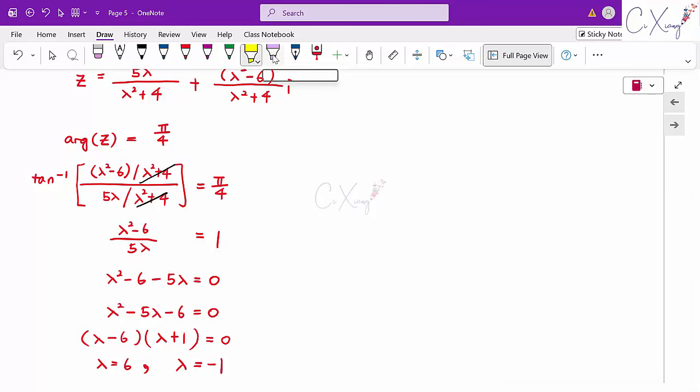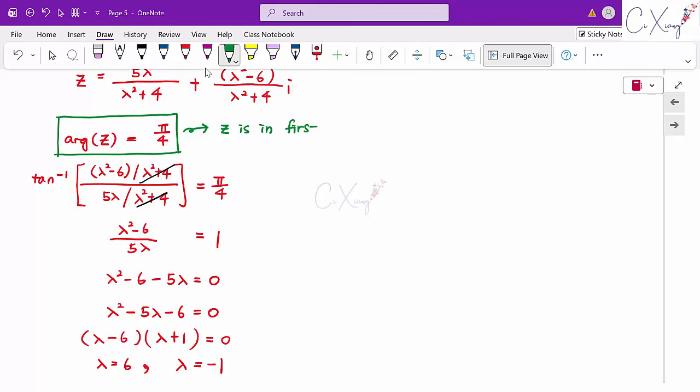So let us go back to the information given. There's a hidden message in this part. When they said the argument of z is pi over 4, that means your complex number z is in the first quadrant. So when your complex number is in the first quadrant, both x and y in your complex number must be positive.